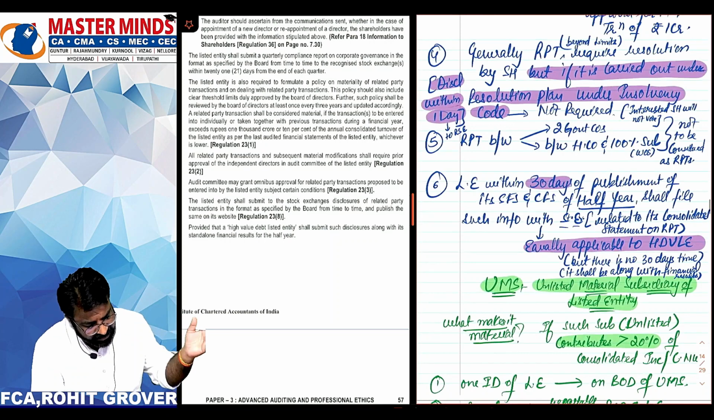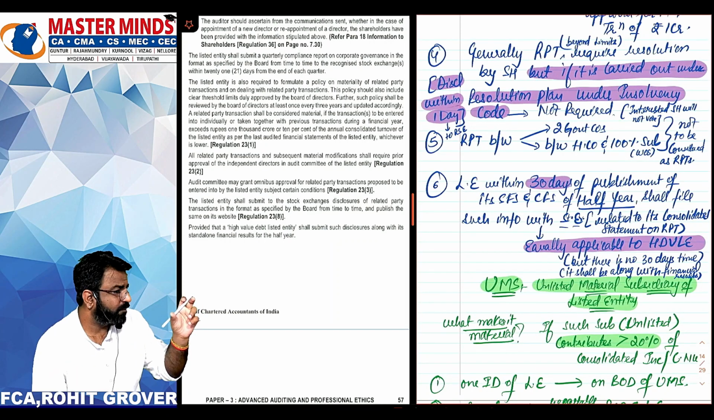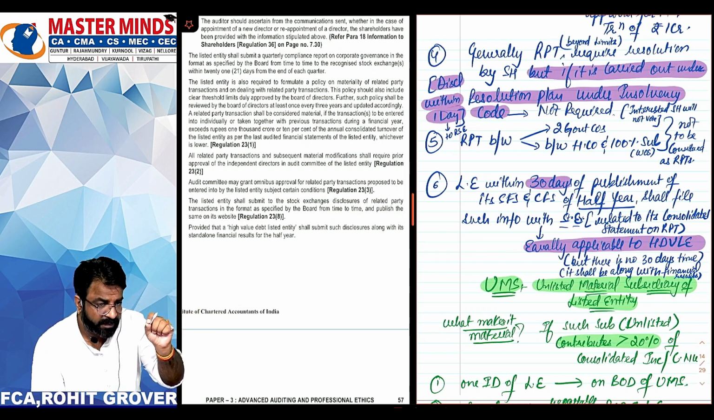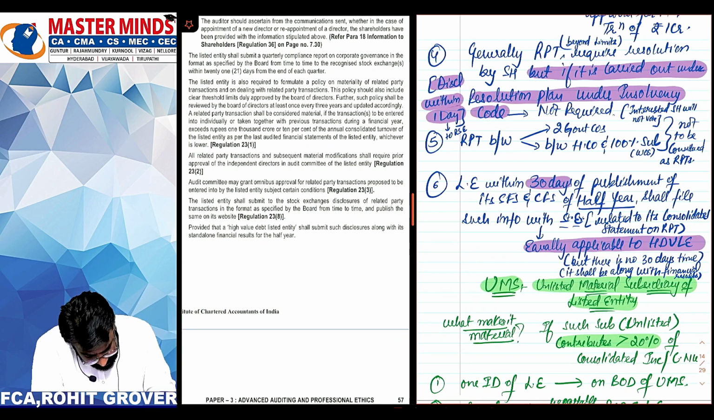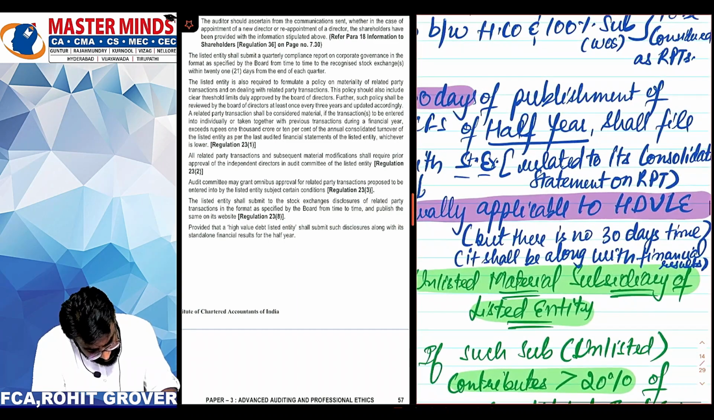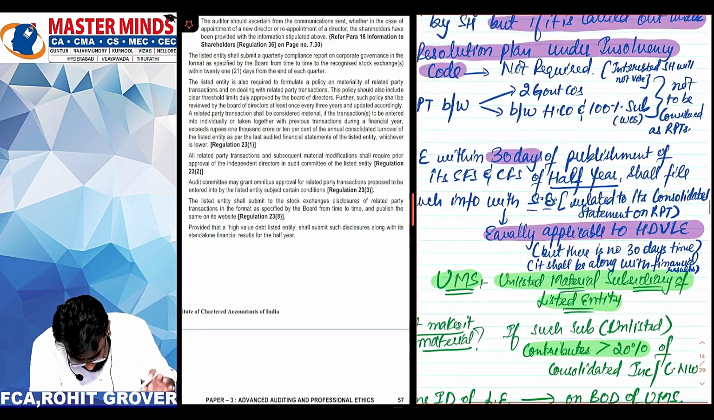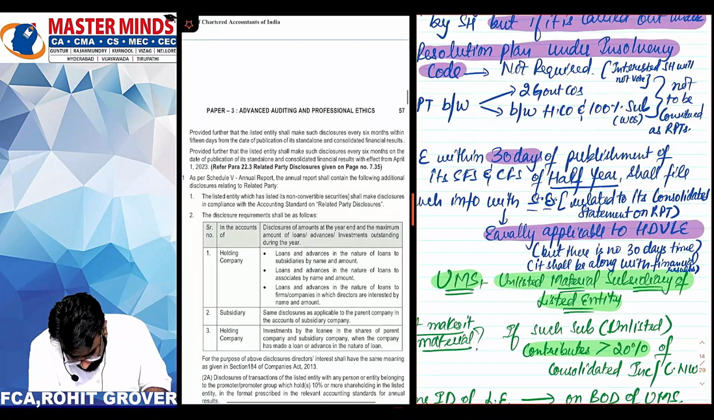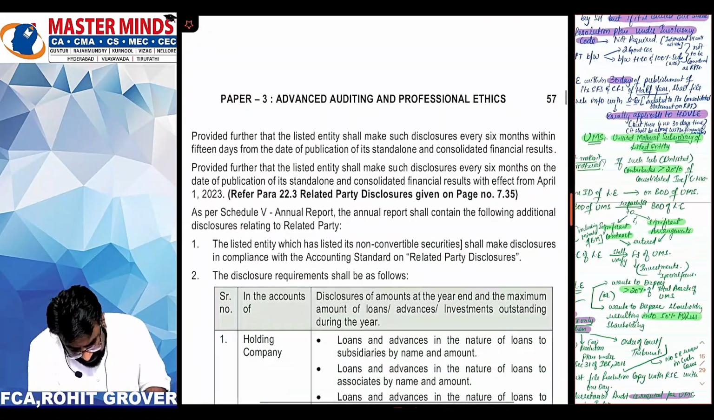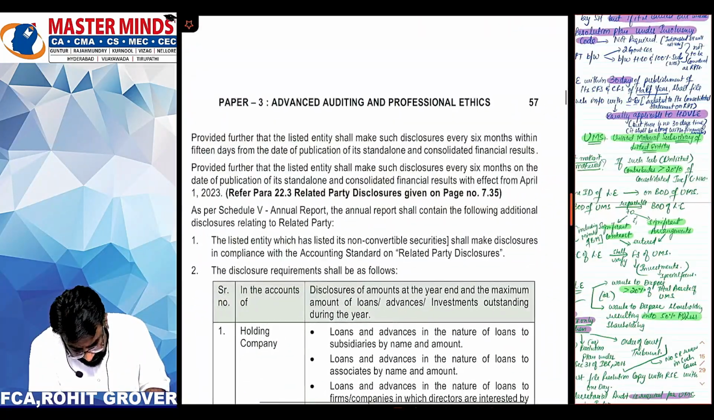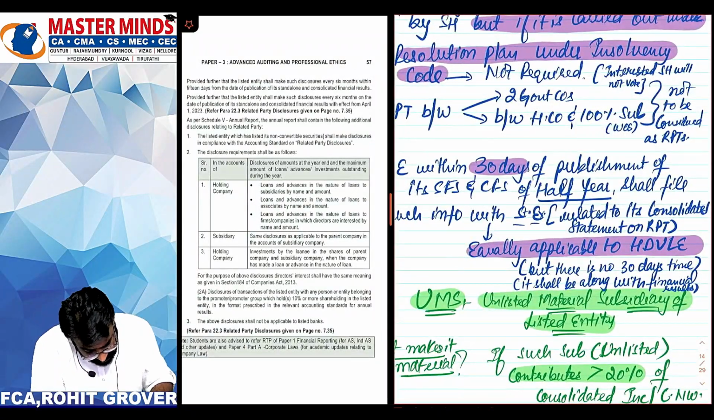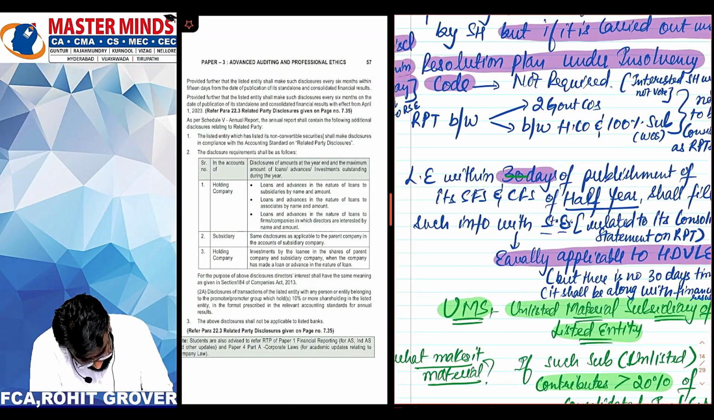When do they have to send their statement of consolidated related party transactions? Every 6 months, results के बाद. Did you remember that? So listed companies within 30 days of publishment of it, and if it is a high debt valued listed entity, so there is a change now, that high debt value submit along with that is same, provided that further the listed entity shall make such disclosure every 6 months within 15 days. So 30 days has been changed to 15 days. So ये वाला 30 days has been changed to 15 days.